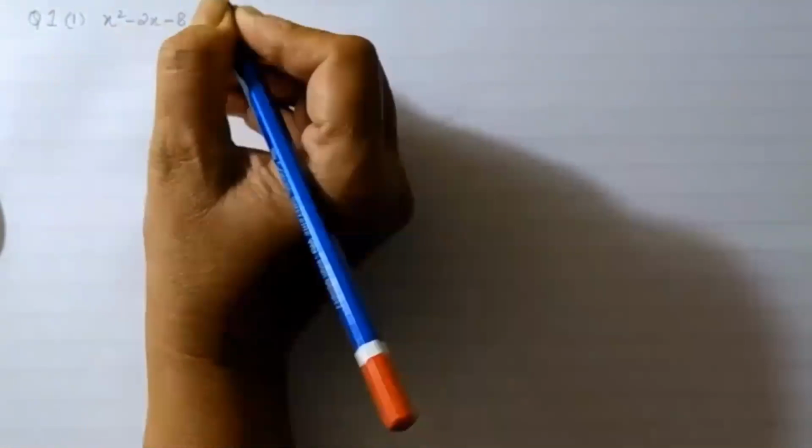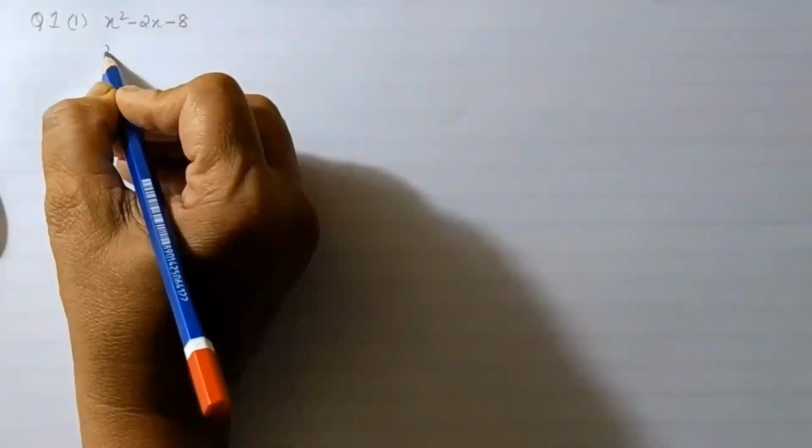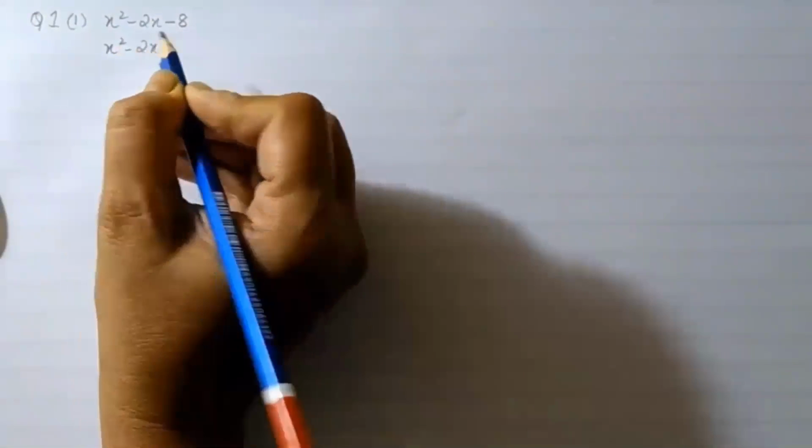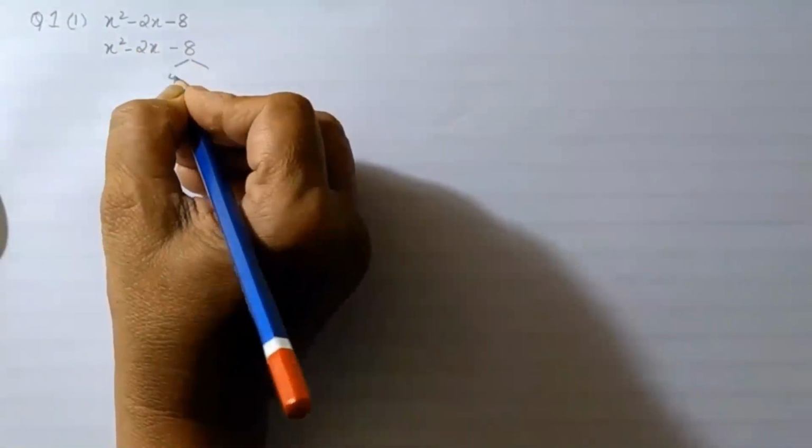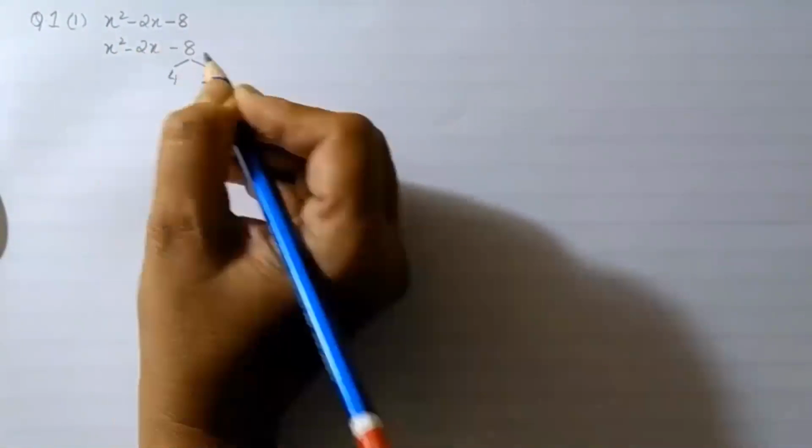Exercise 2.2, Polynomials, Class 10, question number 1, sum number 1. What are we supposed to do? Find the zeros of the following quadratic polynomials and verify the relationship between the zeros and the coefficients. The first one is x squared minus 2x minus 8. The factors for 8 are 4 and 2.